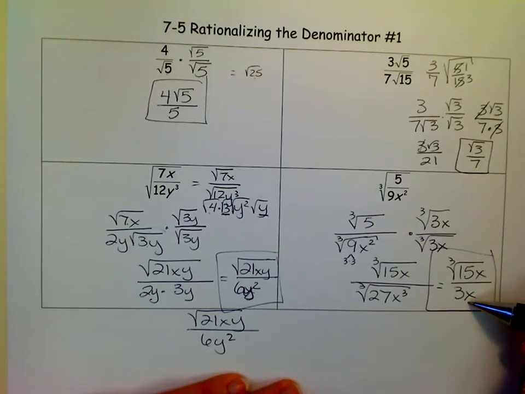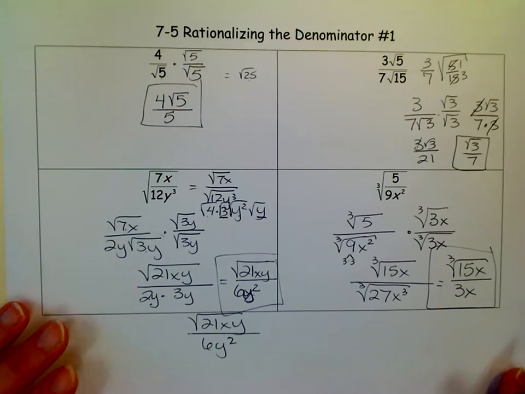And again, I cannot cancel these because this is on the inside of a radical. This is on the outside of a radical. So that would be my final answer. So it's a little bit tricky. If you go slow, you'll get it.